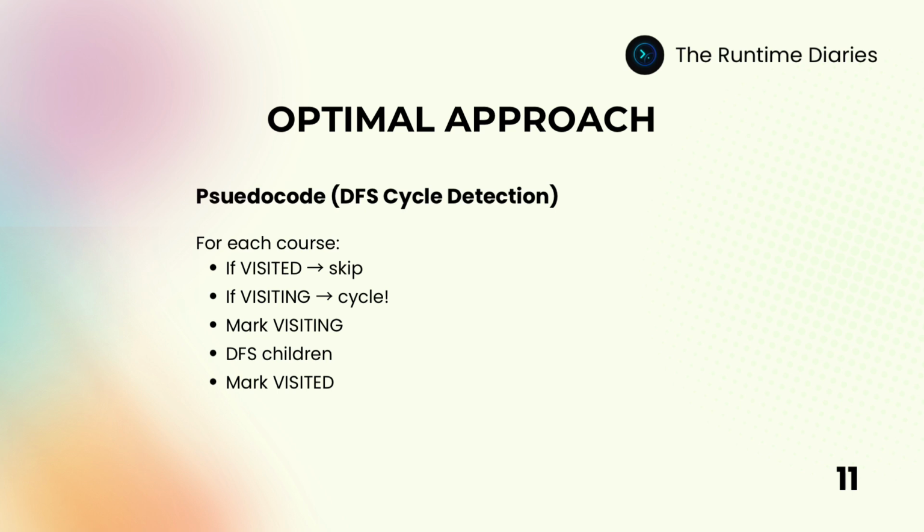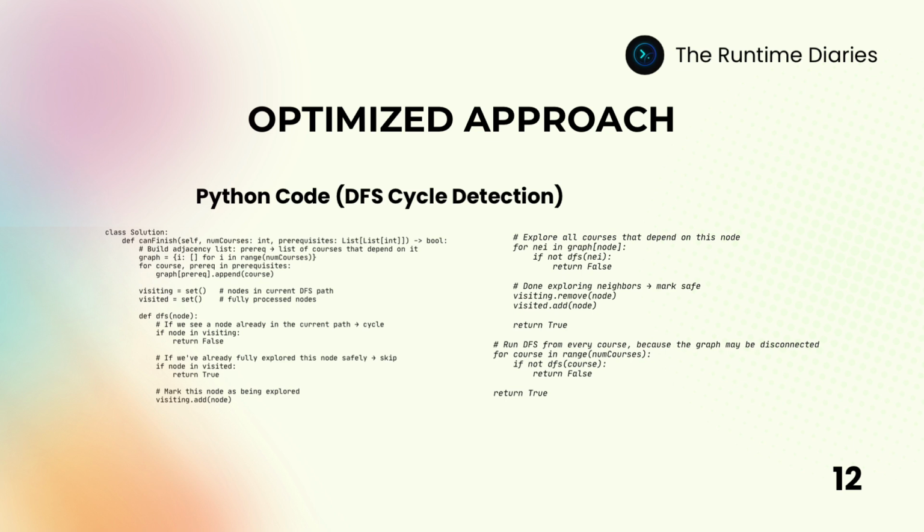Here's the correct DFS solution. It's clean, elegant, and efficient. For each course in the graph, first, we check if the course is already marked visited. If so, skip it. We've already fully explored this node and know it's safe. Second, check if the course is marked visiting. If so, we've found a cycle. This node is in our current recursion path, and we're trying to visit it again.